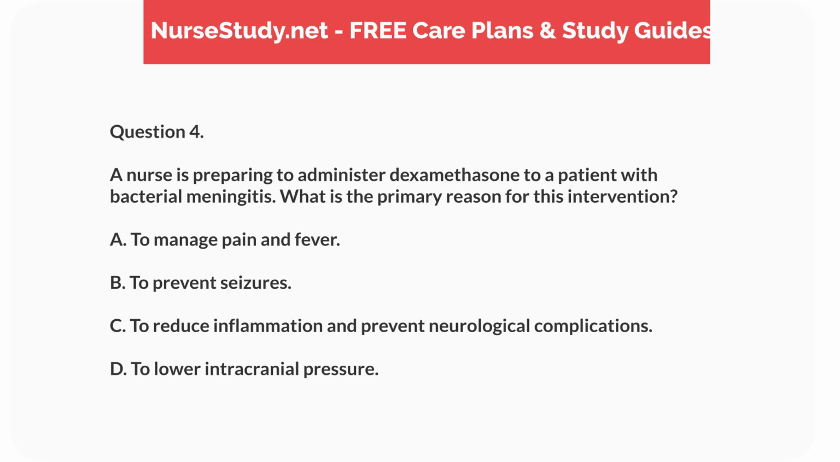Question 4. A nurse is preparing to administer dexamethasone to a patient with bacterial meningitis. What is the primary reason for this intervention? A. To manage pain and fever. B. To prevent seizures. C. To reduce inflammation and prevent neurological complications. D. To lower intracranial pressure.